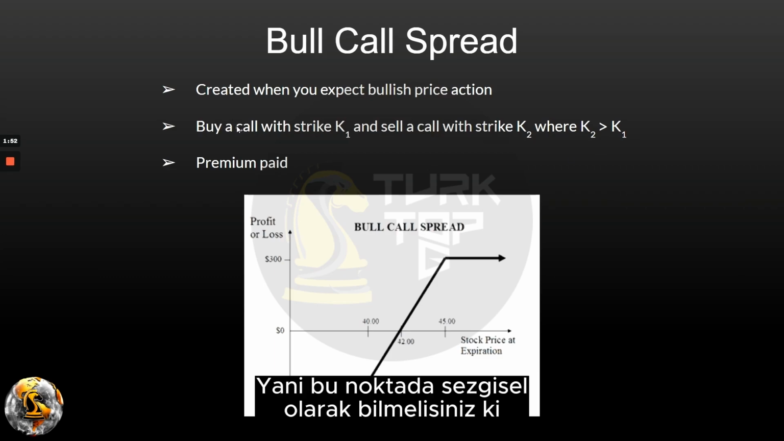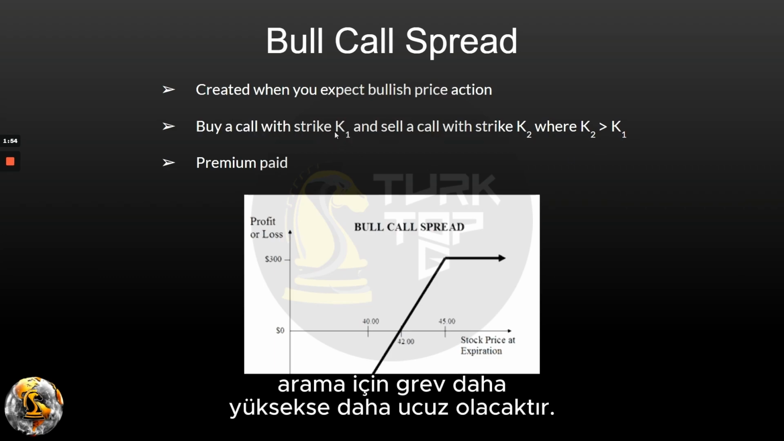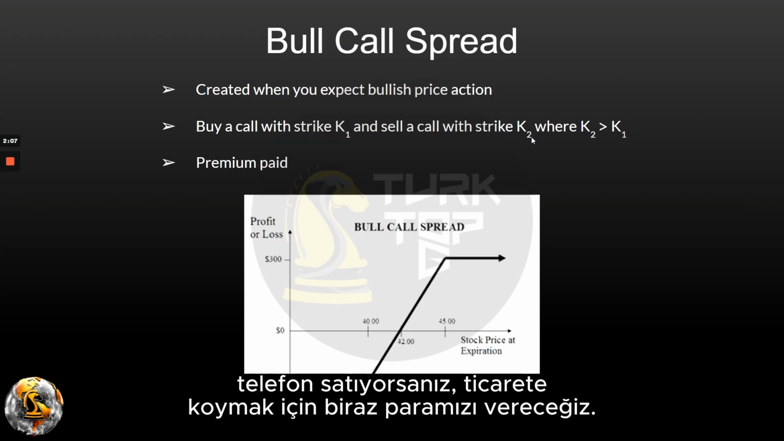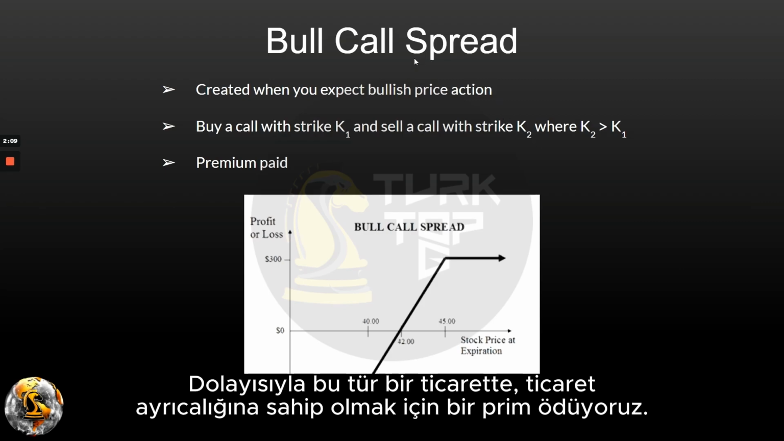So at this point, intuitively, you should know that if the strike is higher for the call, it will be cheaper. So if you're buying a more expensive call and selling a cheaper one, we will be giving out some money to put on this trade. Hence, in this kind of trade, we are paying a premium to have the privilege of trading.